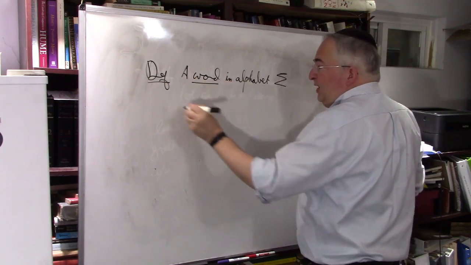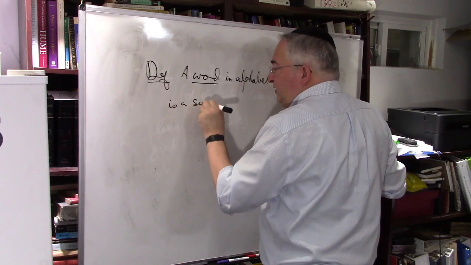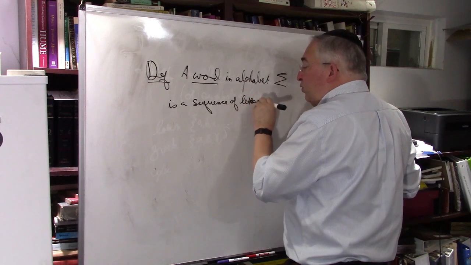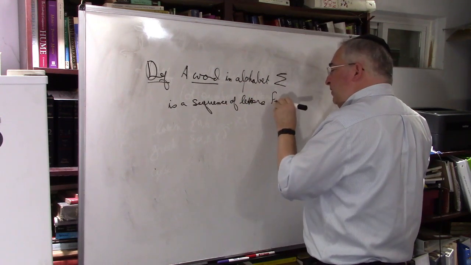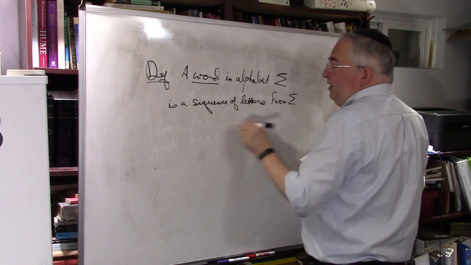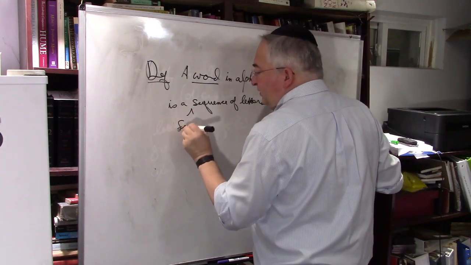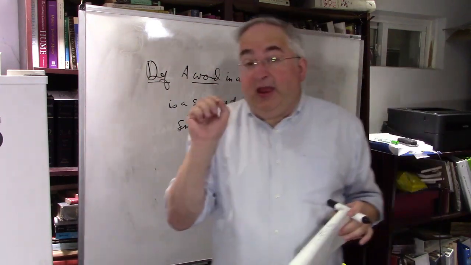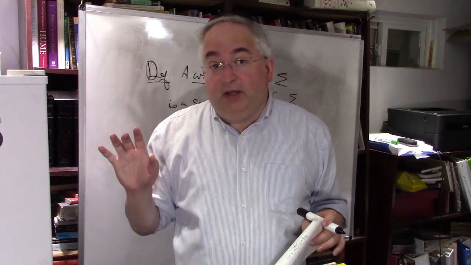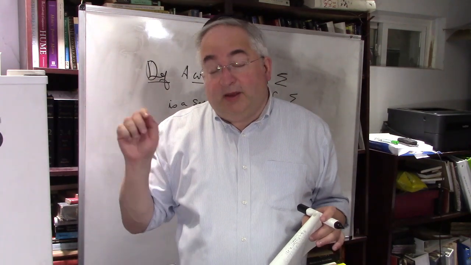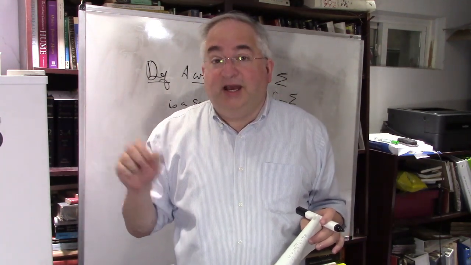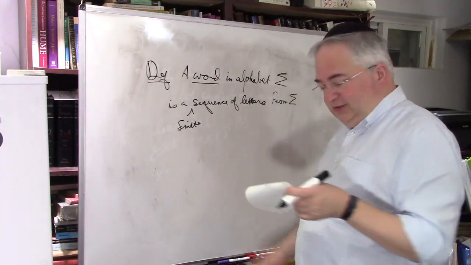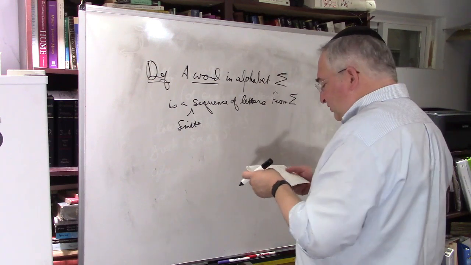Okay, so now a word is a finite sequence of letters or symbols from the alphabet. Main point here: order is important. CAT is a cat. TAC is a tack. They're not the same thing. So the order of the letters is important.